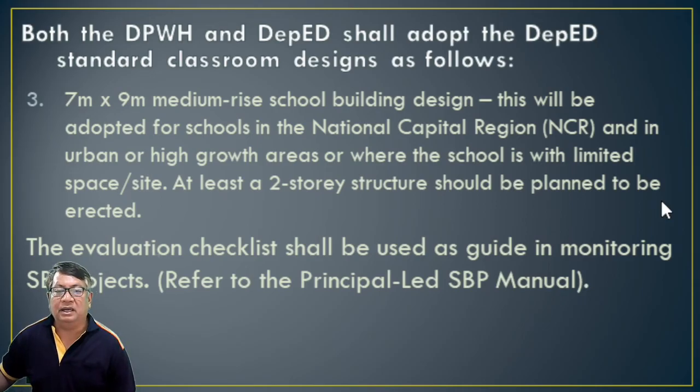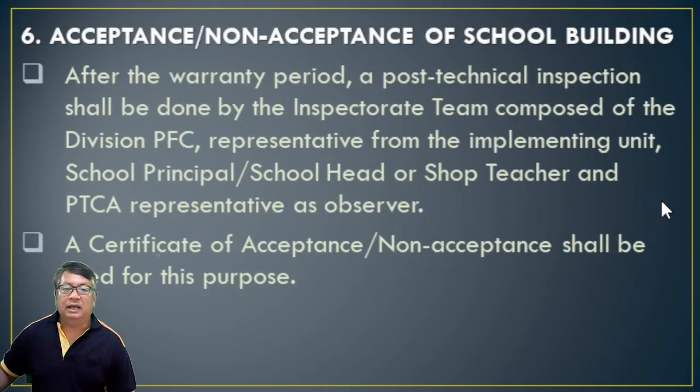This will be adopted for schools in the National Capital Region and in urban or high growth areas, or where the school has limited space or site. The evaluation checklist shall be used as a guide in monitoring school building projects. Then number 6, we have acceptance and non-acceptance of school building.